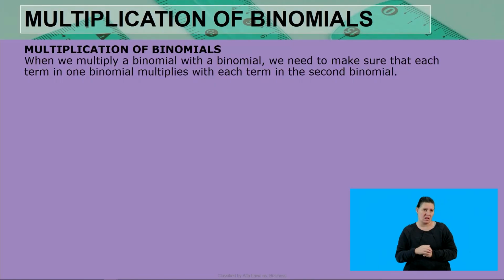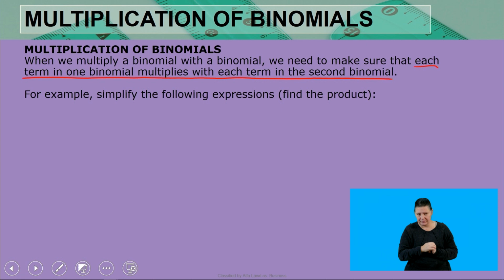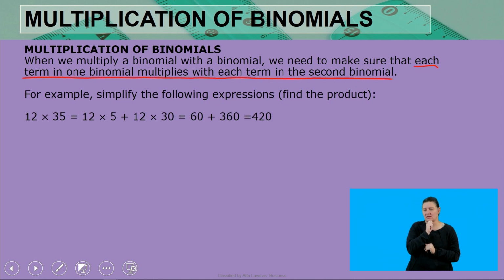So when we multiply a binomial with a binomial, we need to make sure that each term in one binomial multiplies with each term in the second binomial. So let's look at an example of this. We are going to start with a more practical, more familiar example, where we are using constant numbers only. So if I have 12 multiplied by 35, now I can, remember, distribute that 12 and multiply it with first the 5 and then secondly the 30.